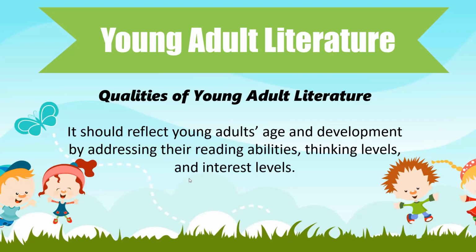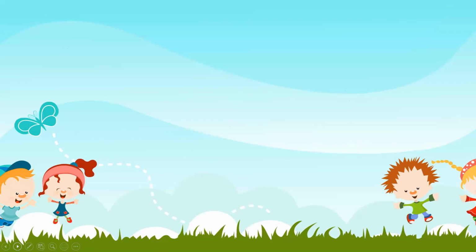Although some children's and adult literature books appeal to young adults, books written primarily for young adults should reflect several criteria. One, it should reflect the young adult's age and development. Repeating again, they are in between children's literature and adult literature. But still, the main thing there is that it should be of importance and interest to its intended readers.